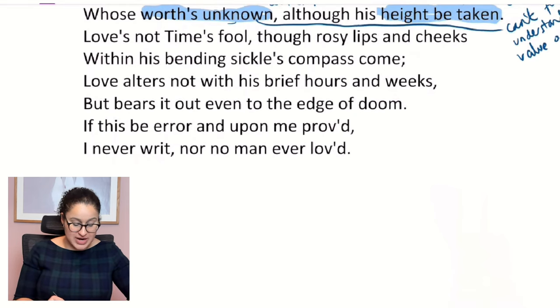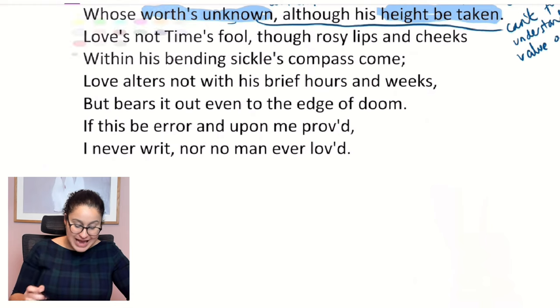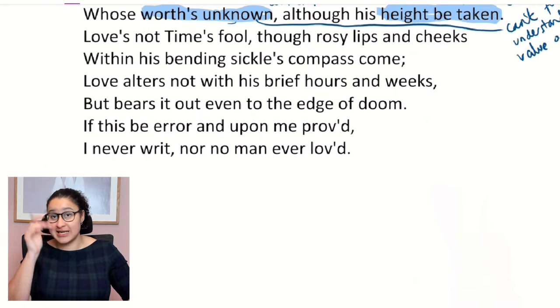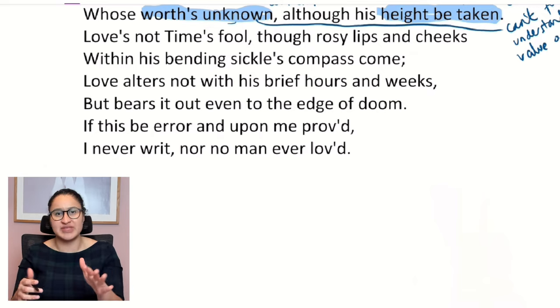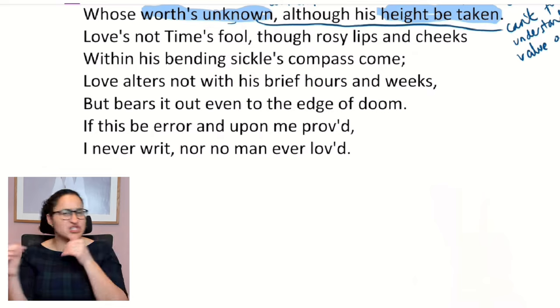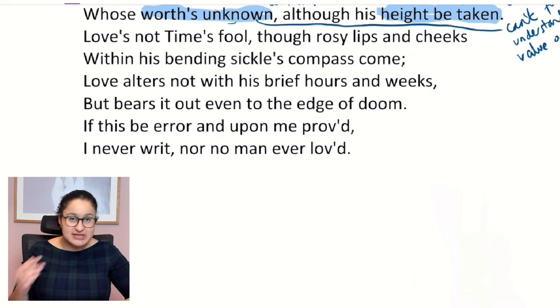I would add, by the way, that all of the negation, that pattern of negation that we have throughout the poem, is part of creating that tone of certainty. It's like, it's not this, it's not this, it's not this. Like he's almost challenging all the different ideas of what love can and can't be. That's a big part of creating that tone of certainty. And he carries that on here with love's not time's fool.